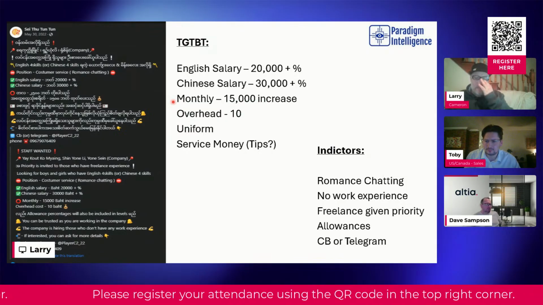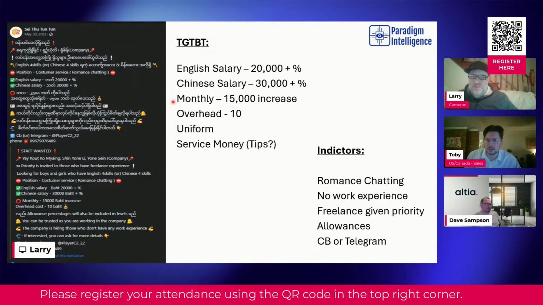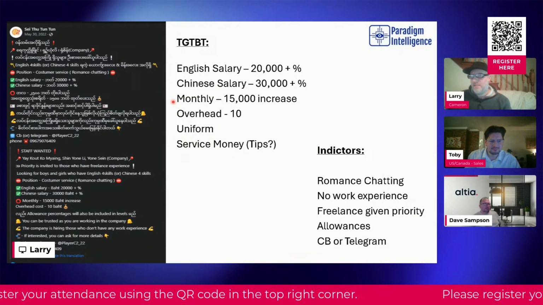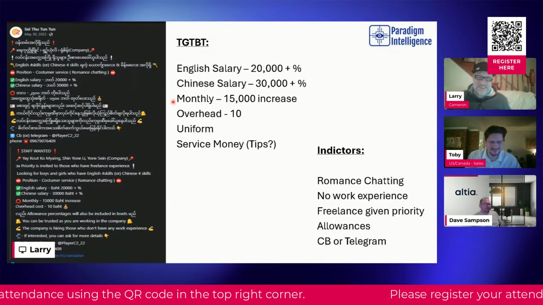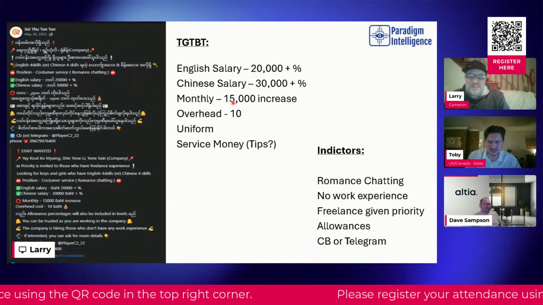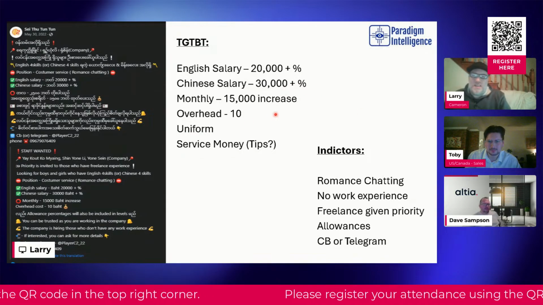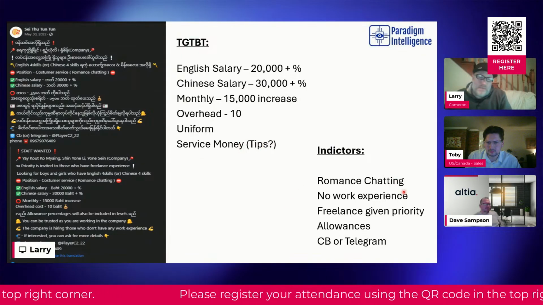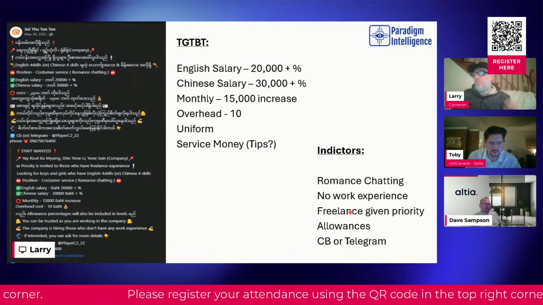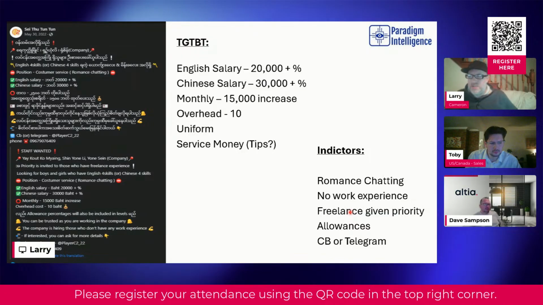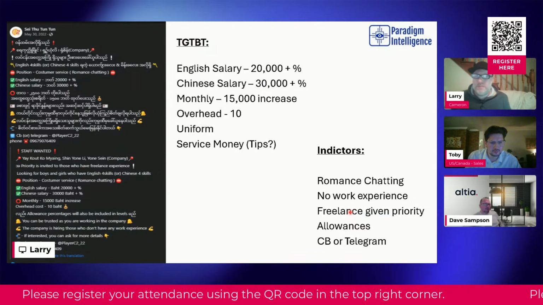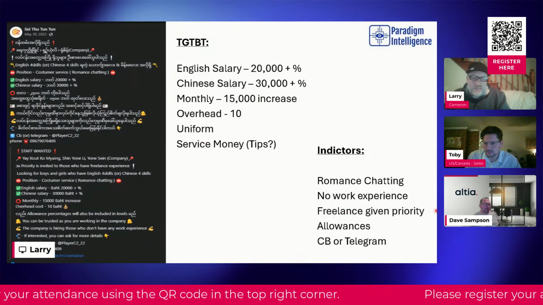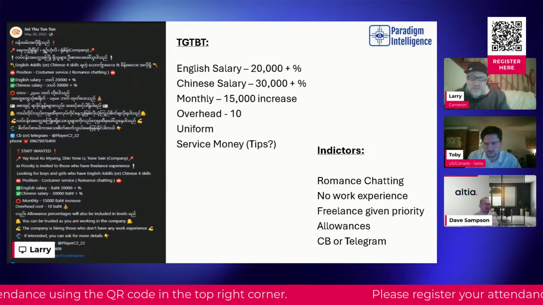Right. Now, this is an example for the girls, the romance chatting, no work experience. Like, who's going to romance chat? It's obviously an exploitative position. Monthly $15,000 increase, overhead, 10 uniforms, service money, which is tips, but freelance given priority. Why? Because they don't want organizations or recruiters to kick up a stink when they're missing. And then it talks about different allowances and Telegram, which is another social media.